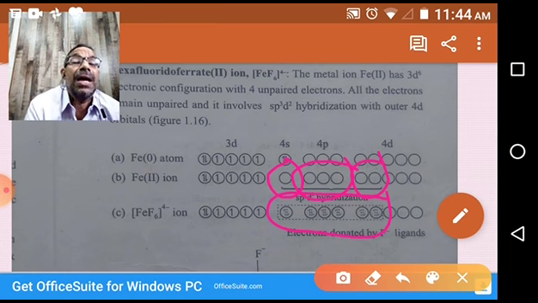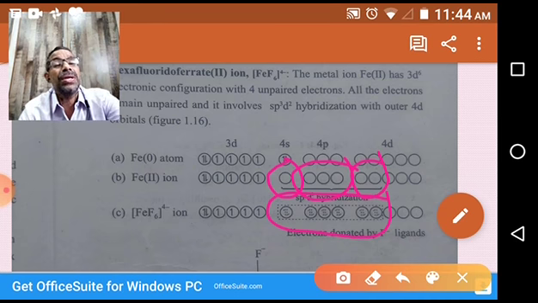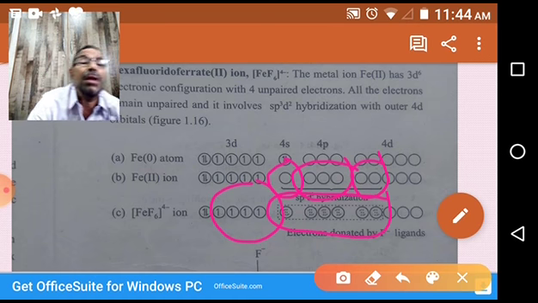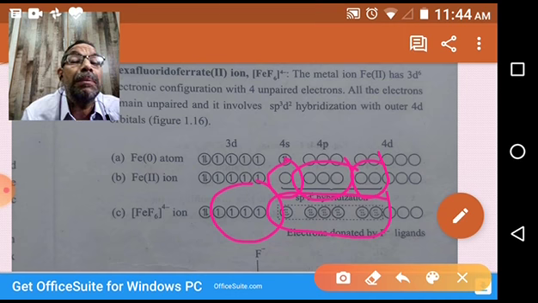In nature, it is an outer orbital complex. It is also known as a high spin complex. Inner orbital complex we call a low spin complex because of less number of unpaired electrons, whereas outer orbital complex generally has more number of unpaired electrons. That's why we call them high spin complexes. Due to this high spin, it is having 4 unpaired electrons in the d orbital. Due to these 4 electrons, it exhibits paramagnetic behavior. It is also proved experimentally and theoretically.